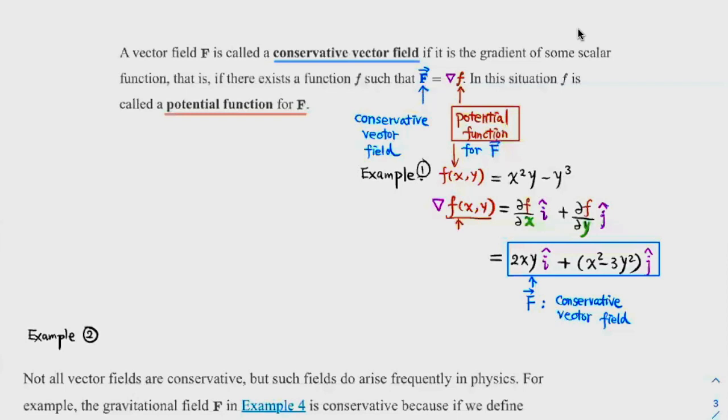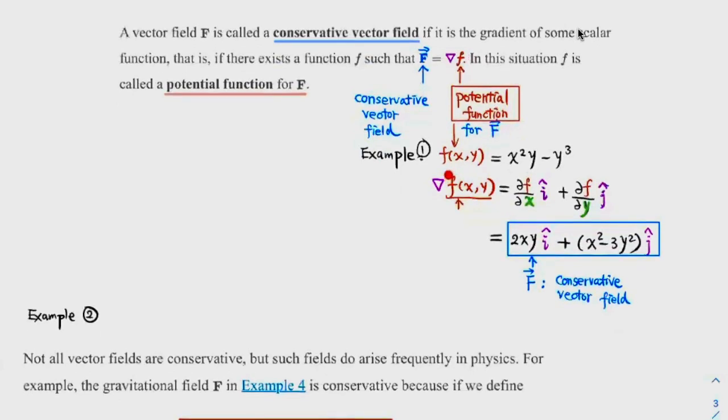Before we talked about the derivative and antiderivative, right, but now we talk about a conservative vector field, and then this is called the potential function. Okay? It's kind of like a duality, okay, something like that. So here's an example.